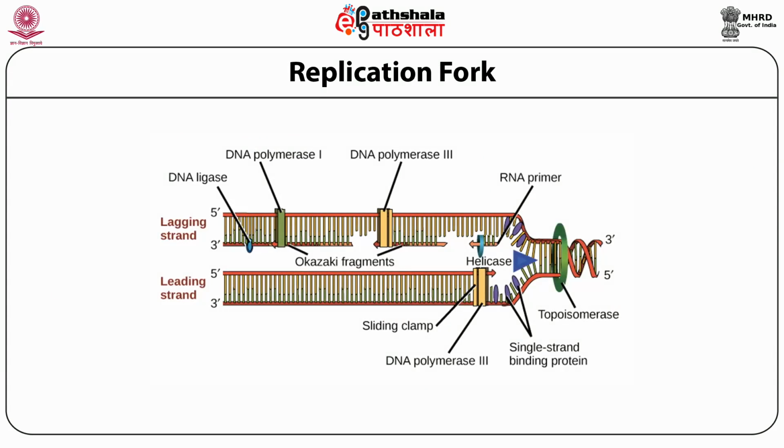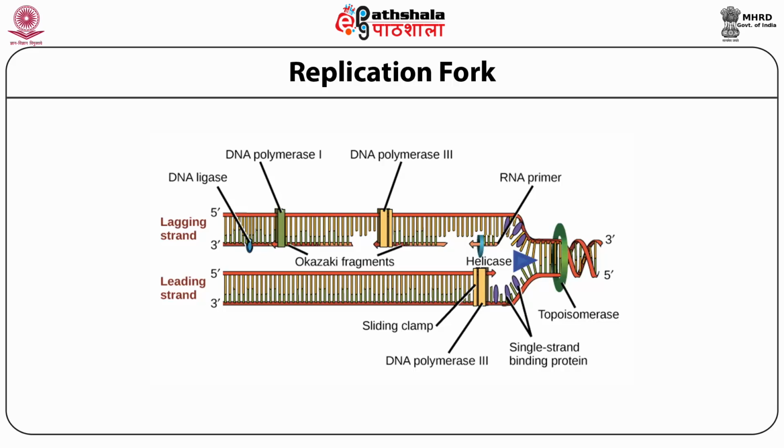Now, this is what happens at the replication fork. As I told you, DNA polymerase 1 helps in removing the RNA primer and replacing it with DNA. And these nicks are usually sealed by a protein called DNA ligase.